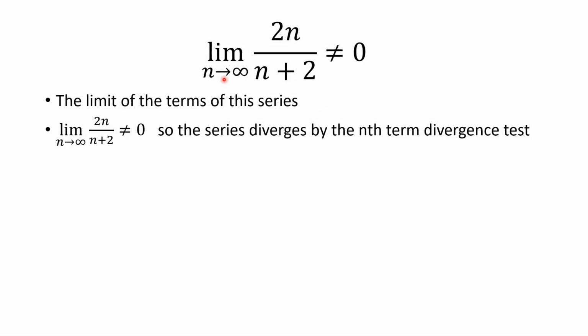So you should say it does not equal 0, and you should say it equals 2, does not equal 0. I didn't write it that way, but you should have. And so the limit of the terms is 2, but since that doesn't equal 0, you know the series diverges by the nth term divergence test.